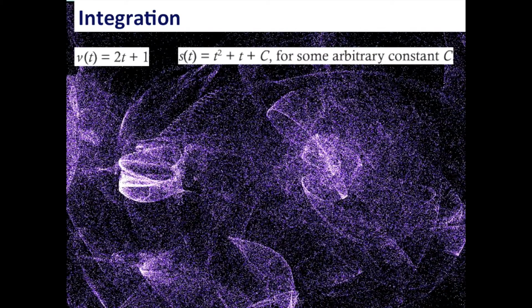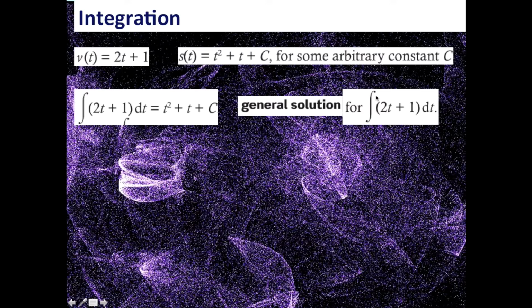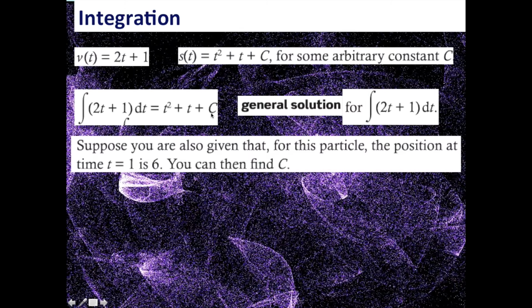So let's develop this a little bit further then. Suppose I've got a velocity function here. I can integrate that in order to find the displacement function here, such that c is some arbitrary constant. So the integral of the velocity function with respect to time would give me this function here for the displacement. And this is called the general solution for this. And it's general because we don't know what c is. C could take any value whatsoever.